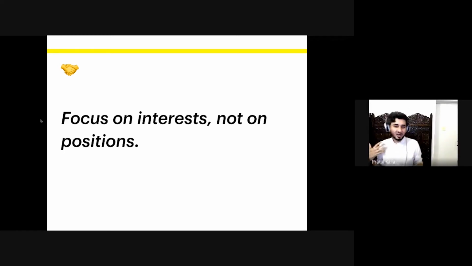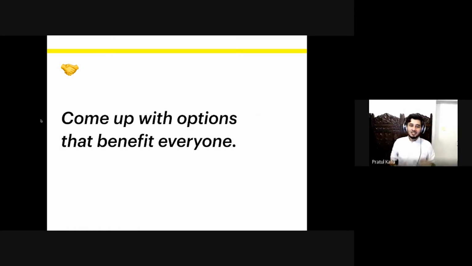It doesn't matter if a project manager is saying something. It doesn't matter if it's a junior engineer or a senior engineer or the CEO or the CTO. That doesn't matter. Let's focus on the interests. Let's focus on what it is that we're actually here to do rather than on the positions, right? So that we can come up with options that benefit everyone. Because that is what everyone's trying to do, right?